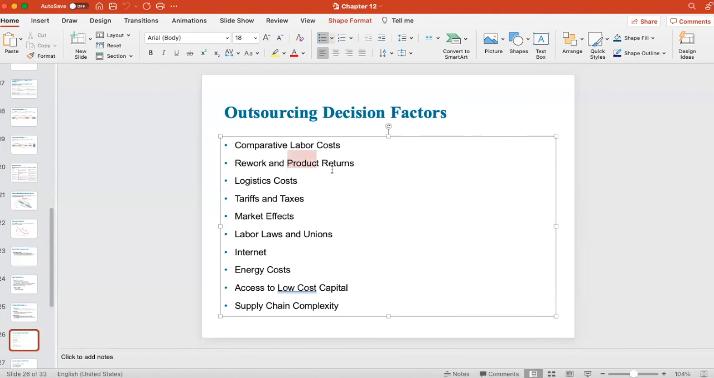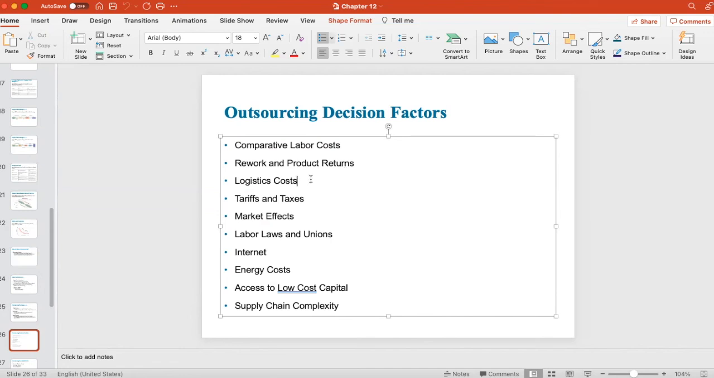Some other factors are also quite important in deciding whether to use outsourcing. For example, product returns. Even if the labor cost in some other region or country is more competitive from the company's perspective, if they cannot maintain a high quality level and the product return rate is high, this also will damage the company's brand, the overall maintenance fee, all those different things. So this factor also needs to be considered a lot.